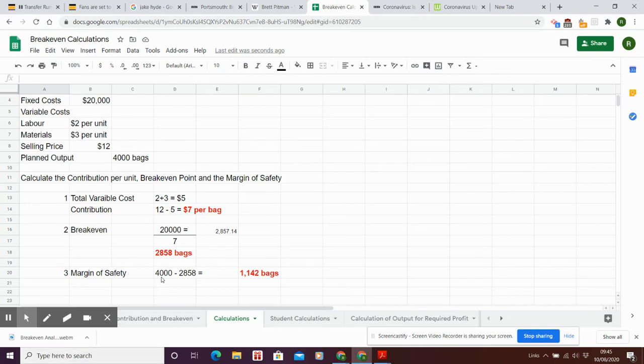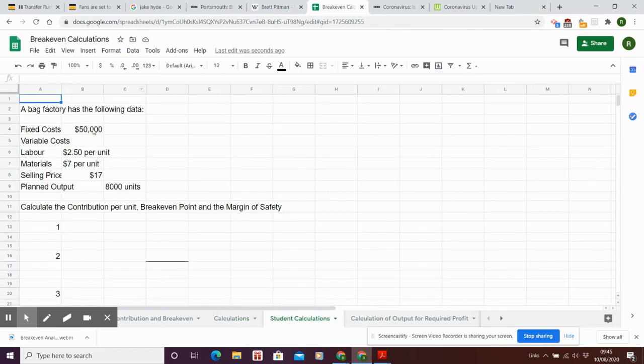Okay, and then for the margin of safety, that would be the planned output of 4,000 bags, take away 2,858. So that equals 1,142 bags. Okay, there's a bit more to the video, but for my students, I've done you a question to go through and do those calculations. So if I teach you, just pause the video for a moment and do those calculations.